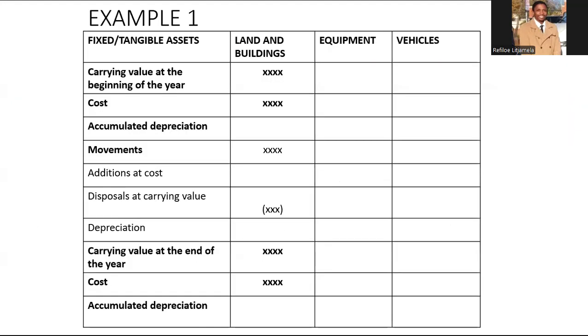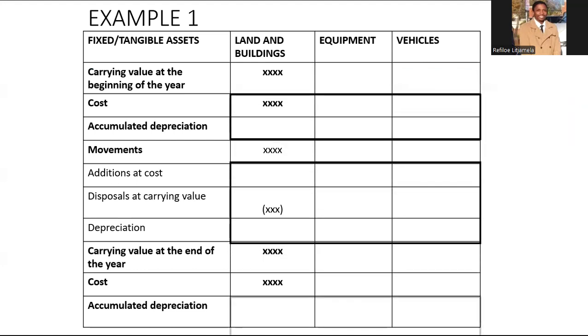Let's go to the tangible assets. This is your tangible asset note. It is divided into three parts. The top part and the last part are pretty much the same. It's cost and accumulated depreciation as well as carrying value. The top one is at the beginning of the year and the bottom one is at the end of the year. Under movements, we only have three things: additions, disposals, and depreciation, as I have mentioned earlier in the video.